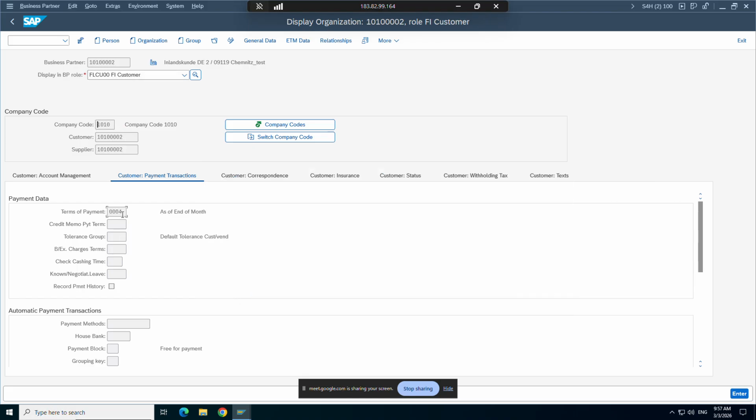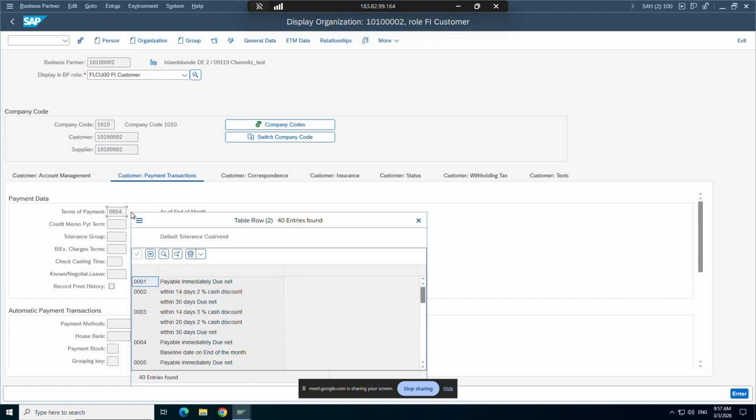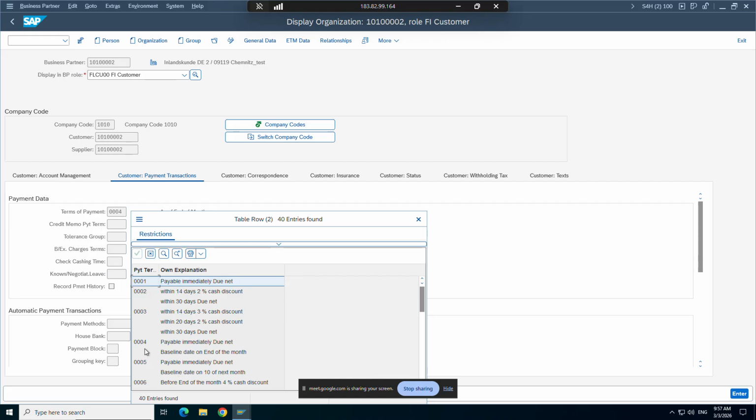You see, this terms of payment came, 004. And if you press F4, you will see the baseline date is end of month, 14 days with 2% cash discount. If the payment term is 002, then the payment has to be made, let's say the customer pays within 14 days, then you will give some 2% cash discount, and within 30 days you have to pay the full amount.